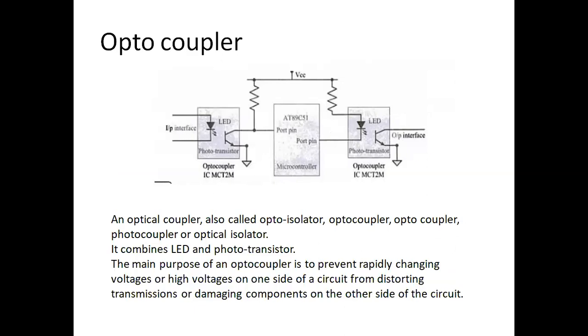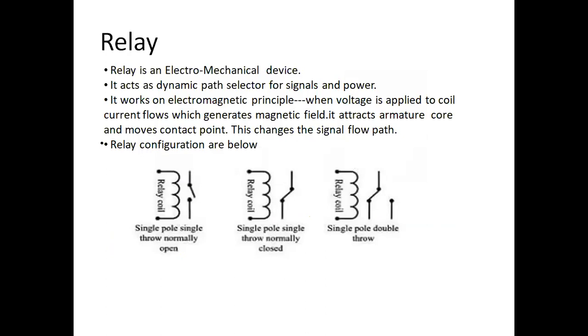In optocouplers, what it does is combine an LED and a phototransistor in a single package. You can see here, this is an LED, this is a phototransistor, which is coupled within a single package. These can be used in input circuits or output circuits. These are available as ICs. So a coupler is one which couples two devices. Okay. Then moving to relay.